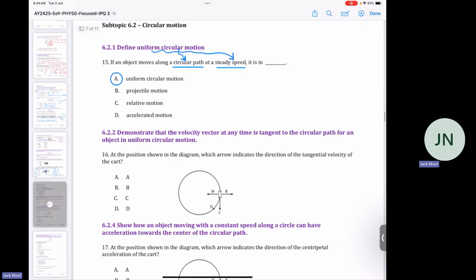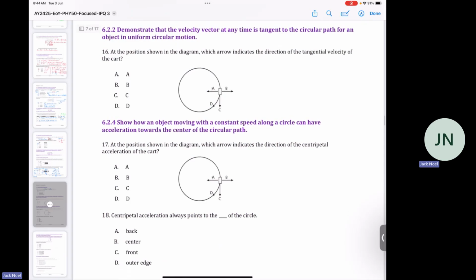The next question is about vectors. They said that at the position shown in the diagram, which arrow indicates the direction of the tangential velocity? Tangential velocity means tangent. The only tangent vector here to the circular path is C. So that's v. That's the velocity v. So it's a tangential velocity. It's v.